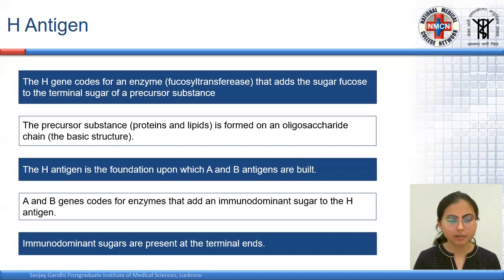So there is a precursor substance on the red cell surface. The H gene comes into play. It adds a fucose sugar on the red cell surface and makes the H antigen. Then the A and B genes come into play and add separate sugars on top of the H antigen and make the blood group either A or B. If H antigen is present but A or B are not present, the blood group would be typed as O.